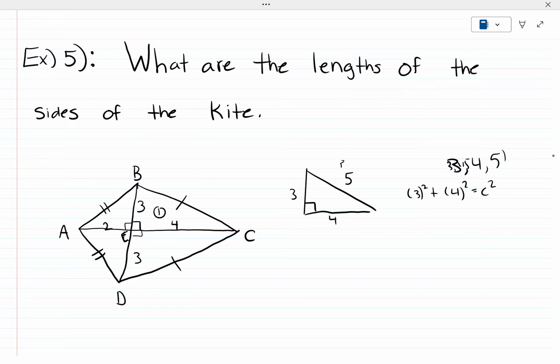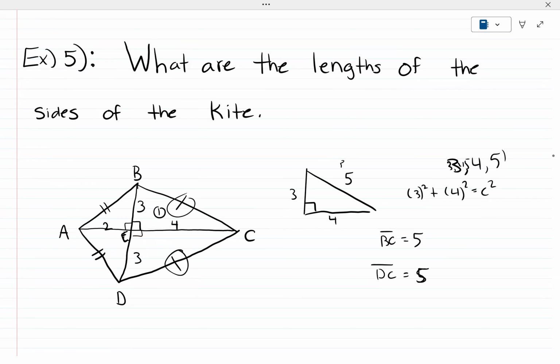They just want to know the length. We know that line segment BC is 5. And we also know that line segment DC should also be 5 because these two sides are congruent. So yeah, you can say line segment DC is also 5.